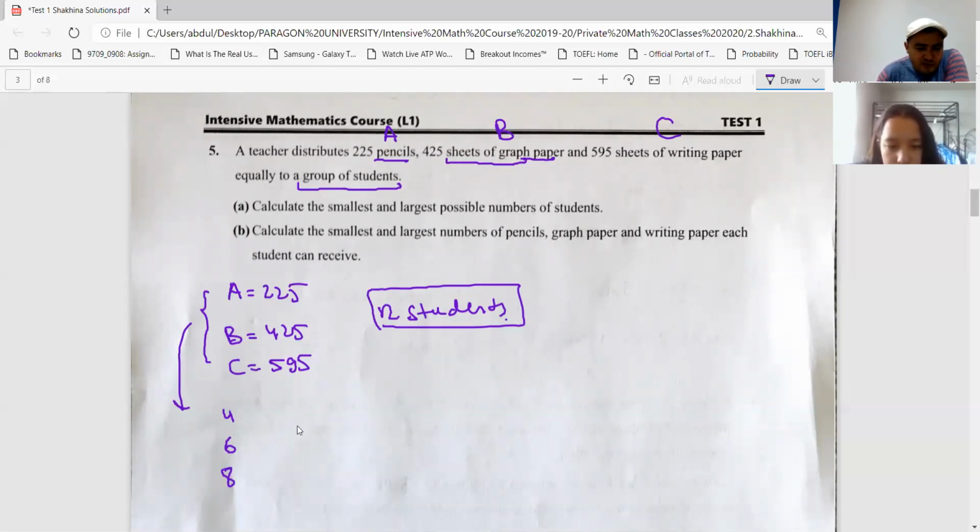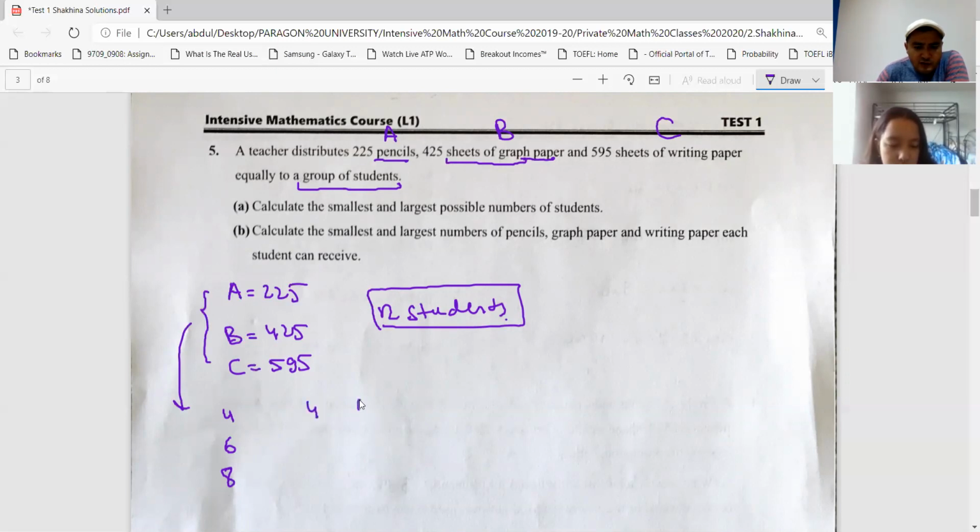So how about 2, for example? We need to find such a number, the number of students must be such that all of these numbers are divisible by the number of students. What is it here? It's actually just the highest common factor of these numbers.